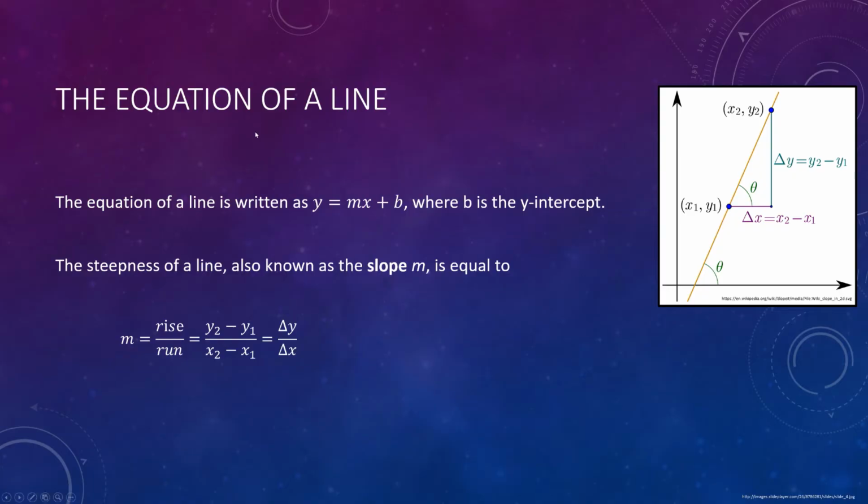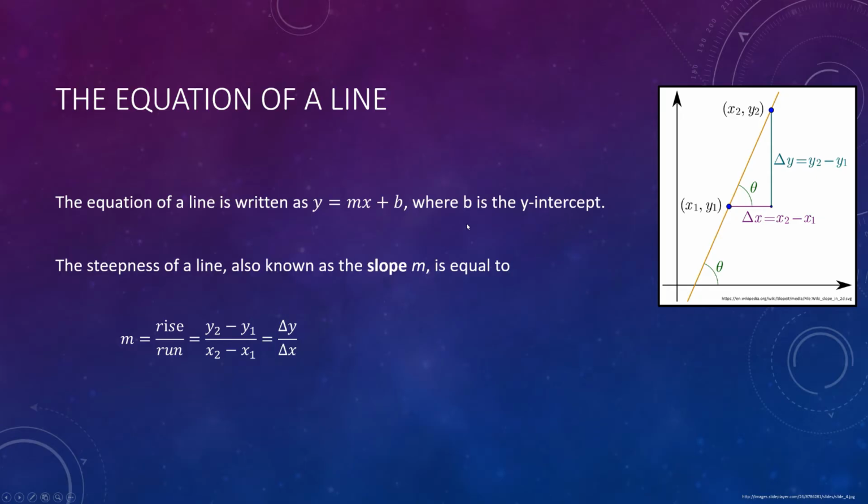In other words, it's how much you've risen, so gone from y1 to y2, and how much you've run horizontally from the first x value to the second x value. So rise over run simply means the difference between your y values over the run, the difference in your x values. To simplify this, that's simply delta y over delta x. This defines our slope.